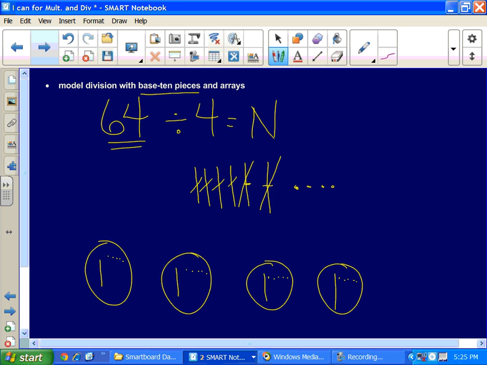I have 4 ones left, and that's simple. If I put 1 more in each, I've used all 64. So 64 divided into 4 equal groups, I can count now how many I have, is 10, 11, 12, 13, 14, 15, 16. So 16, so n would equal 16.